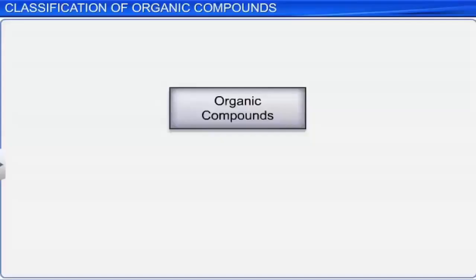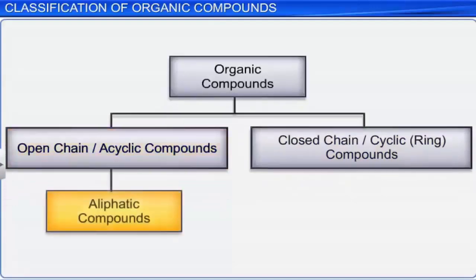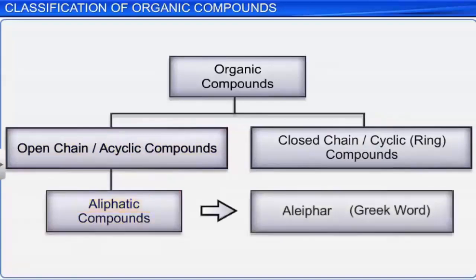To simplify and systematize the study of organic compounds, they can be classified on the basis of their structure as open chain or acyclic compounds and closed chain or cyclic or ring compounds. Open chain compounds are also known as aliphatic compounds. The term aliphatic is derived from the Greek word alipha, meaning fat or oil. The compounds in this class are derived from vegetable or animal fats.